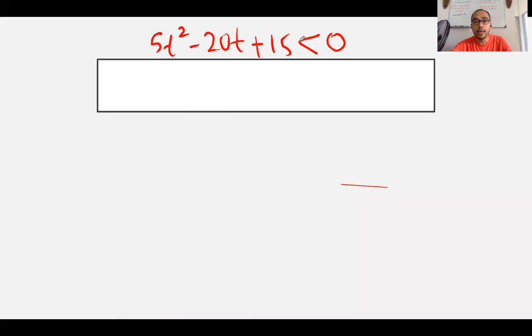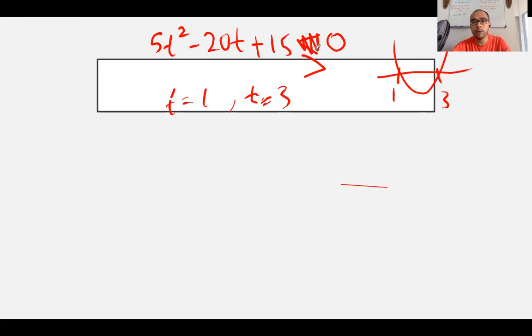Okay, now let's say this is not less, this is more. Let's revise a little. So you get the same thing, t equals 1, t equals 3. Okay, and then you get this one. Here 1, here 3. If more, we shade the cheeks. Okay, shade the cheeks, your answer will be t is more than 3, t is less than 1. Okay, this is the way to write the answer.